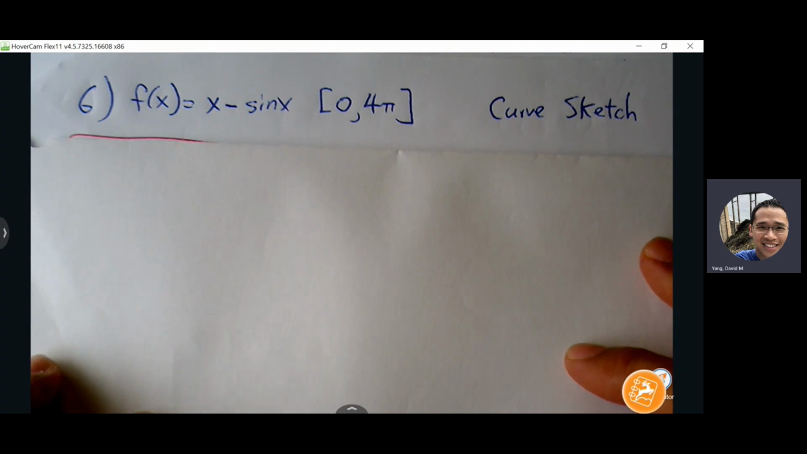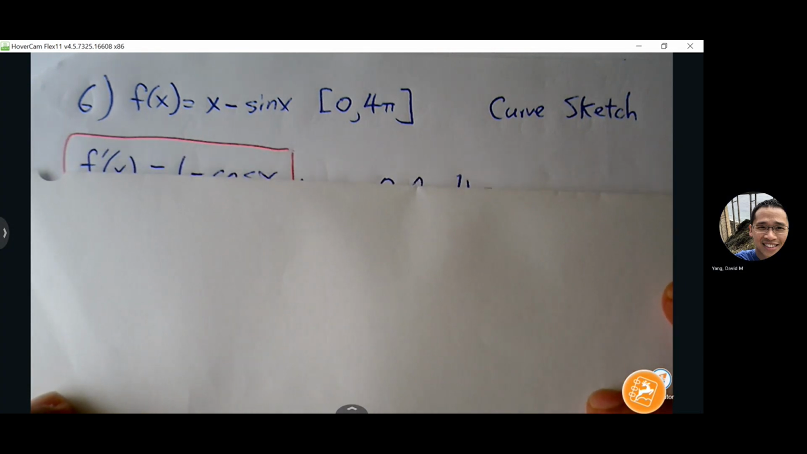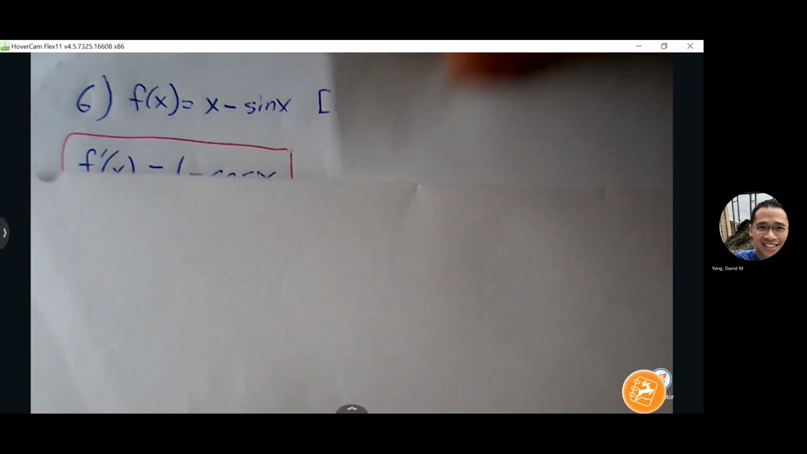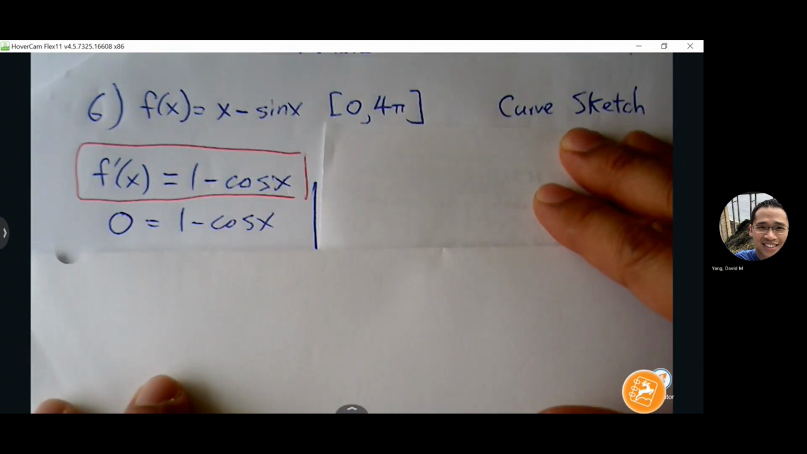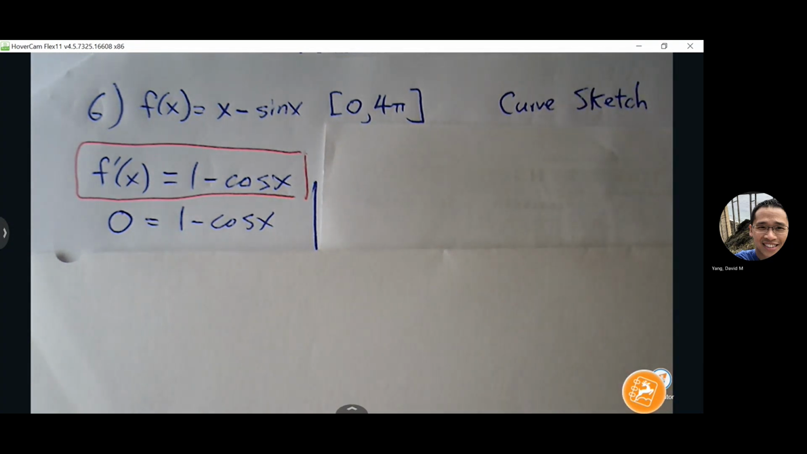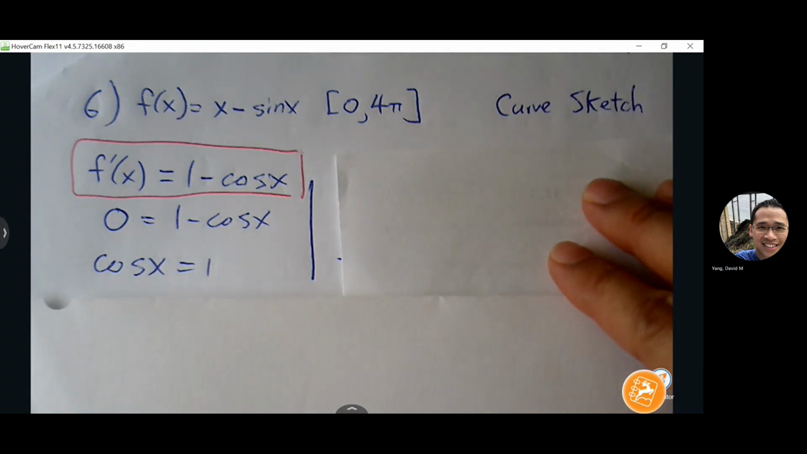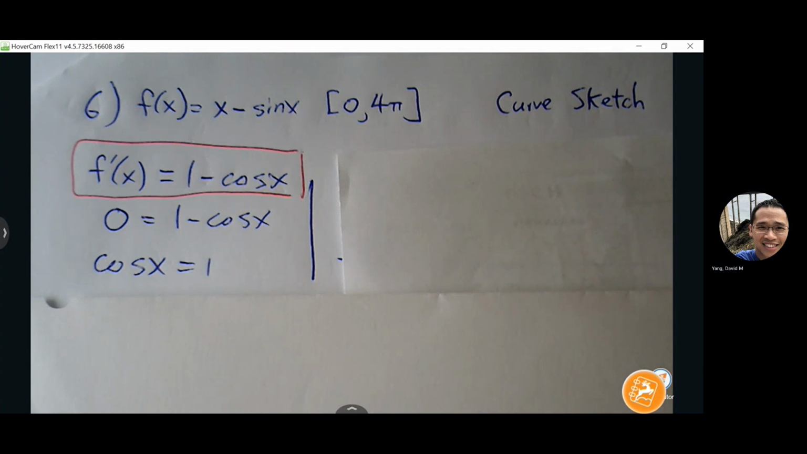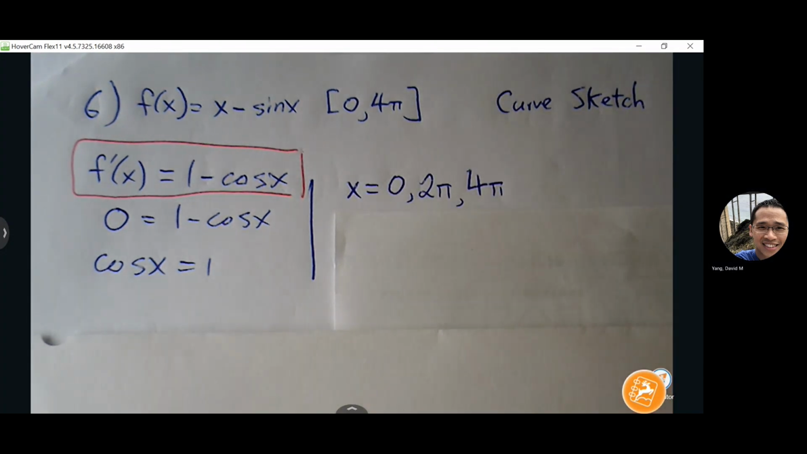So the derivative of x minus sine x becomes 1 minus cosine x, and we set that equal to 0. Solve for cosine. Cosine equals 1 at 0, 2 pi, and 4 pi. I just listed those because I see my boundary there, but really just 2 pi is going to sit between my endpoints, right?